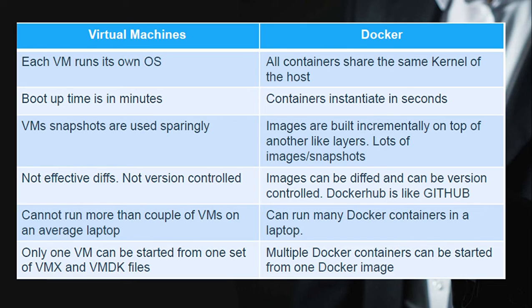In a VM, the boot up time is in minutes, that is more compared to containers, where it is just in seconds. VM snapshots are used sparingly, whereas in Docker, images are built incrementally on top of another layer, like layers. We don't have version control here. In Docker, images can have different versions. We cannot run more than a couple of VMs on an average laptop, but in case of containers, since they take less memory, we can run many Docker containers on a single laptop. And only one VM can be started from one set of VMX and VMDK files, whereas for Docker, multiple Docker containers can be started from one Docker image.